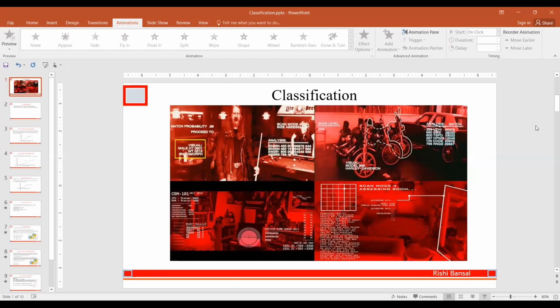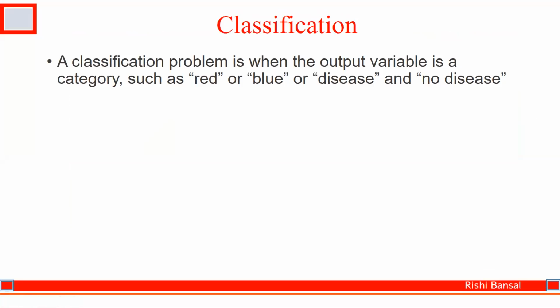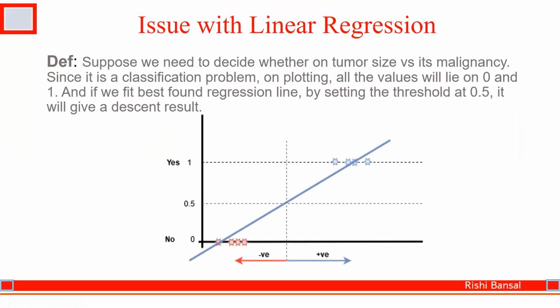So, classification. A classification problem is when the output variable is a category, such as red or blue, or disease and no disease. We have seen this definition before also, right? Now, what happens if you try to apply linear regression to a classification problem?